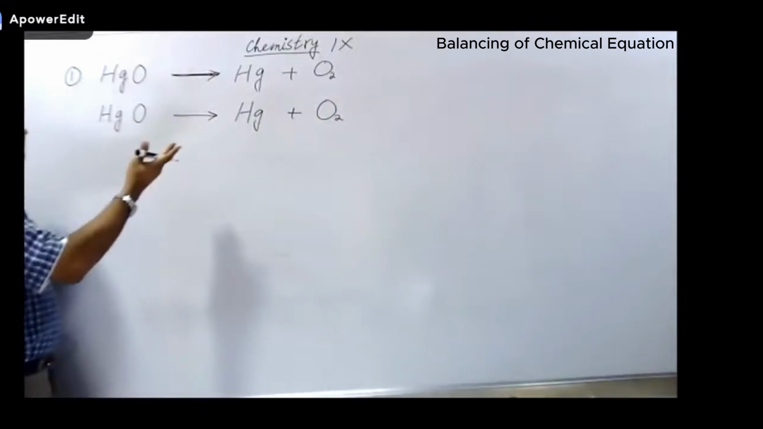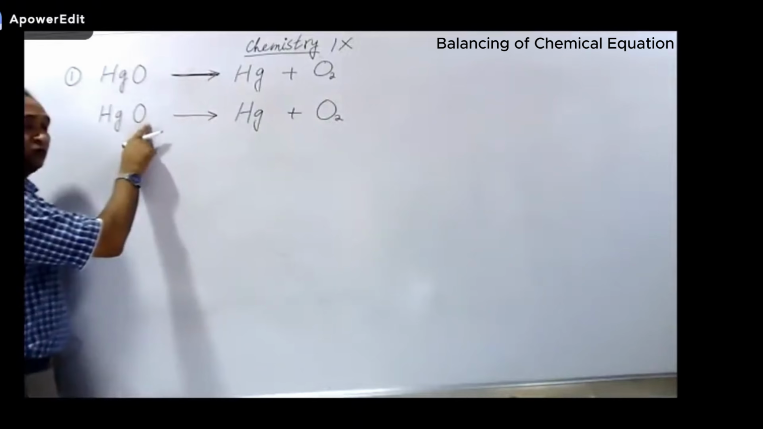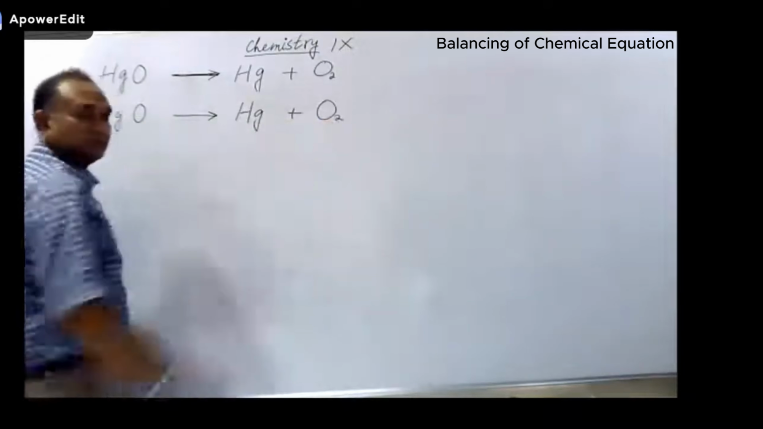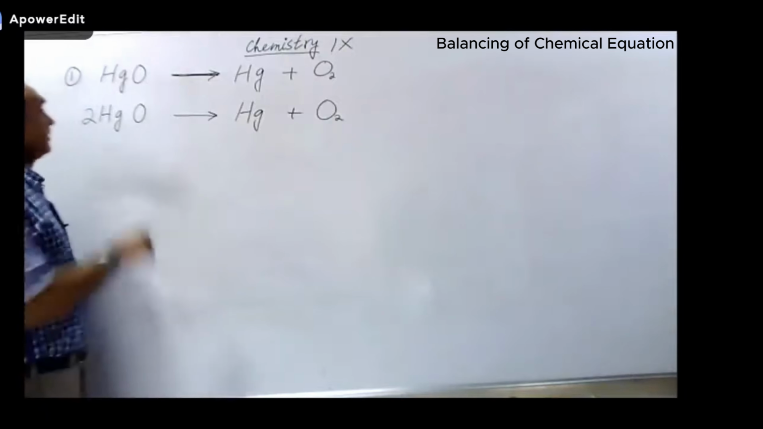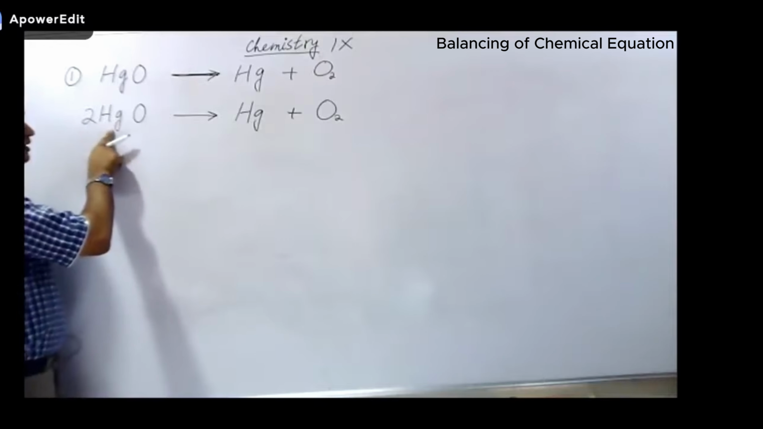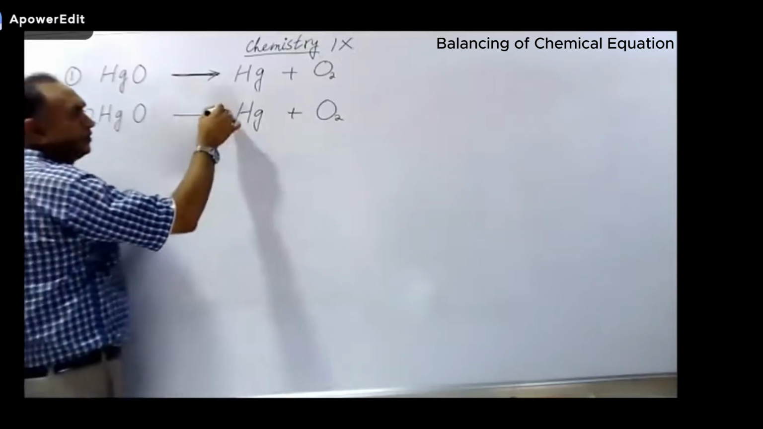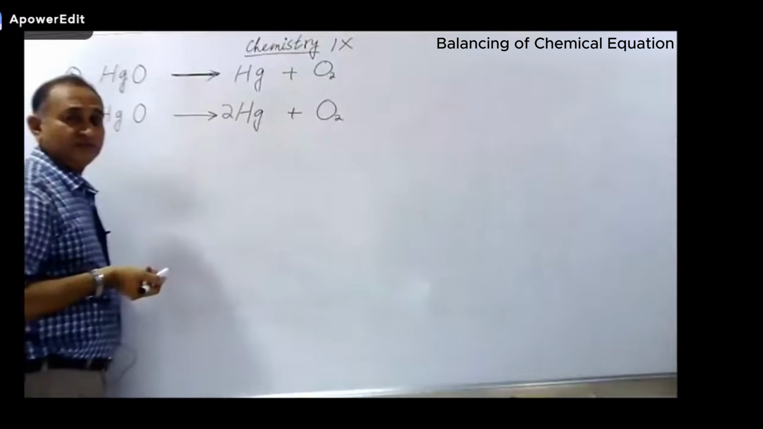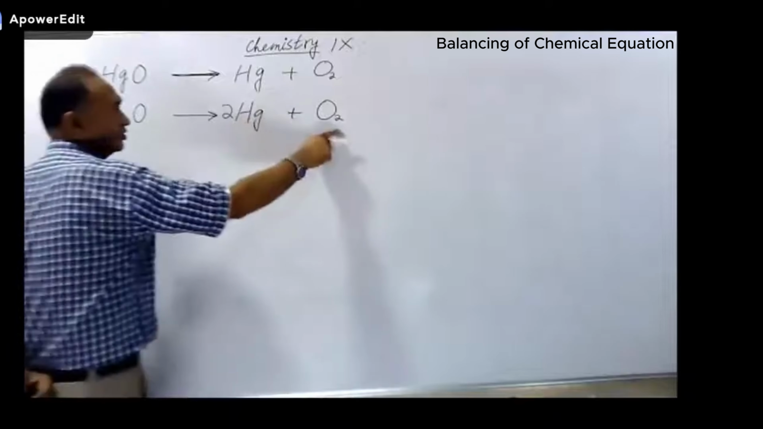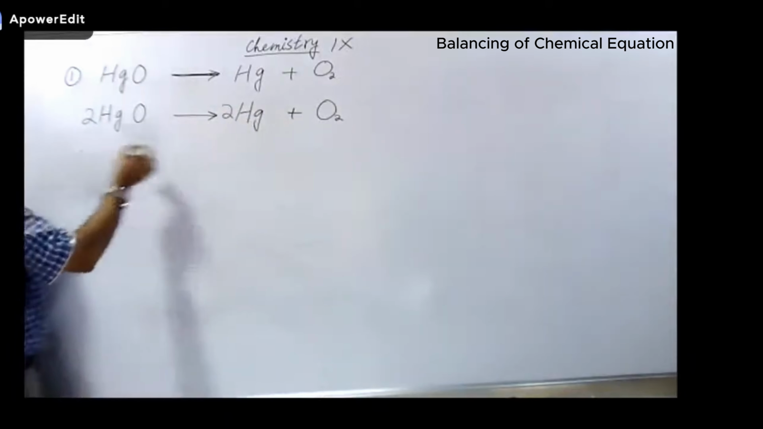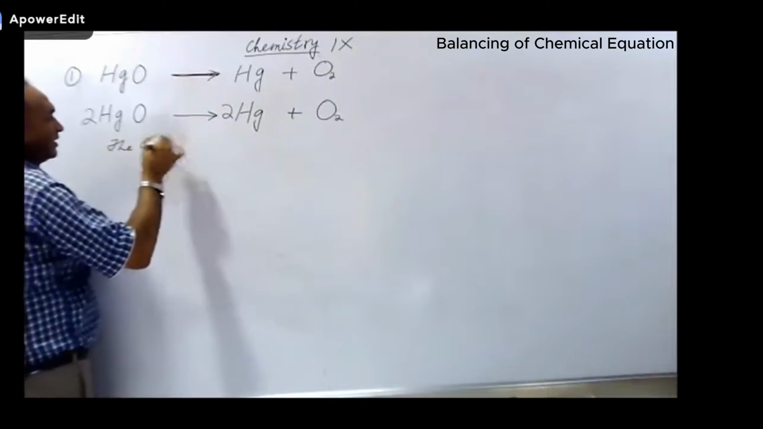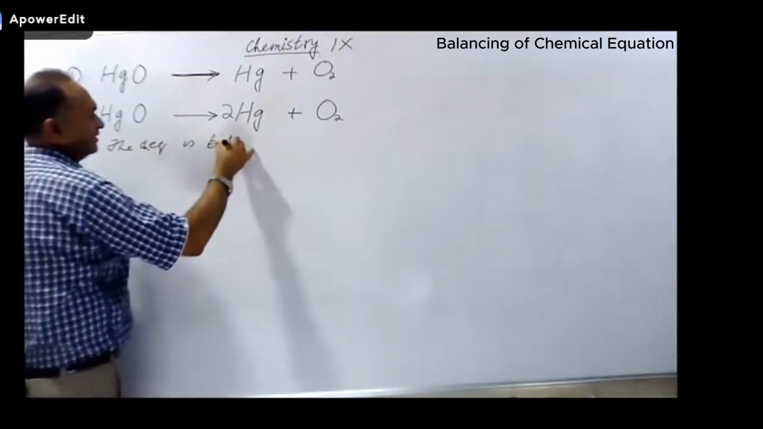Here we have 2 oxygen, here we have 1. So how can we balance it? We write 2, but not as a subscript over here. Just straight, in front. Now 2 oxygens. But due to this 2, the mercury atoms have also changed. Here we have 2 mercuries, here we have 1 mercury. So we'll write 2 over here. Now everything is set. 2 mercury, 2 mercury, 2 oxygen, 2 oxygen. Okay? So in the end, the chemical equation is balanced.